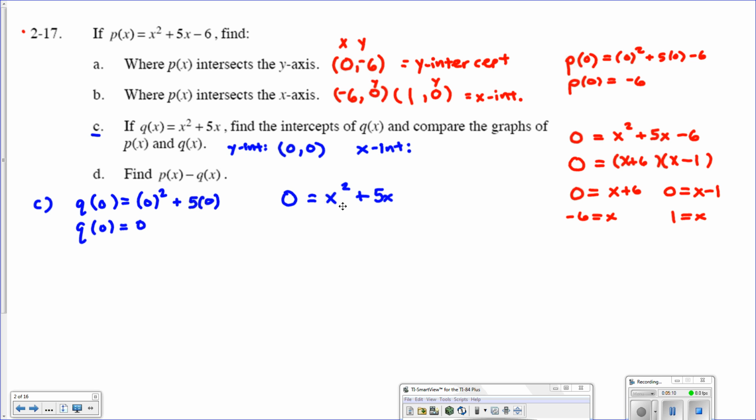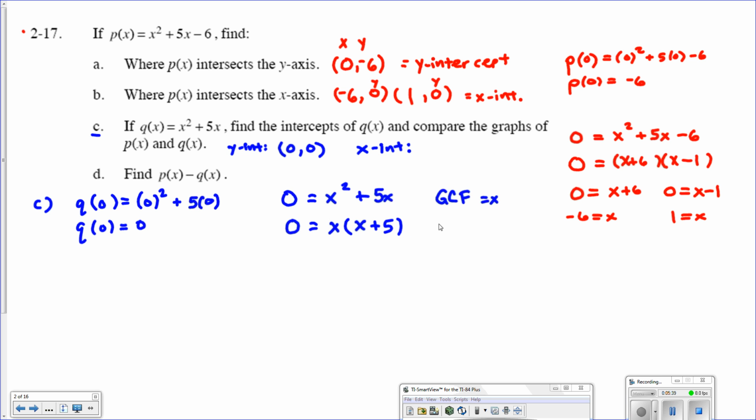The first thing we do in order to solve it, I'm going to try to solve by factoring. I'm going to look for the greatest common factor, and that's going to be an x in this case. So when we factor out that x, we're going to have x times x gives us x squared, so we've got an x in here, and x times 5 gives us 5x. So we're going to have x plus 5.